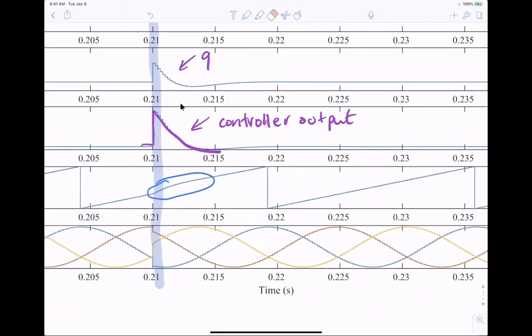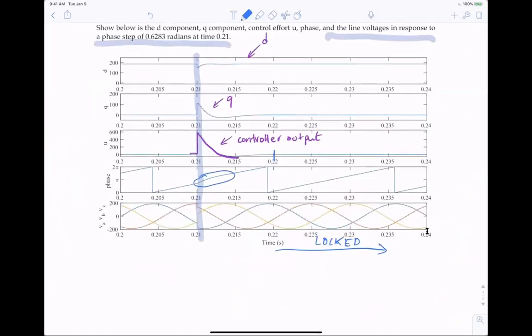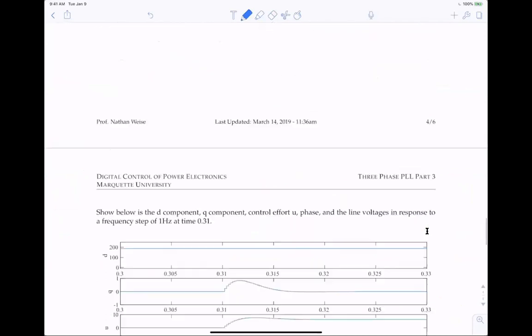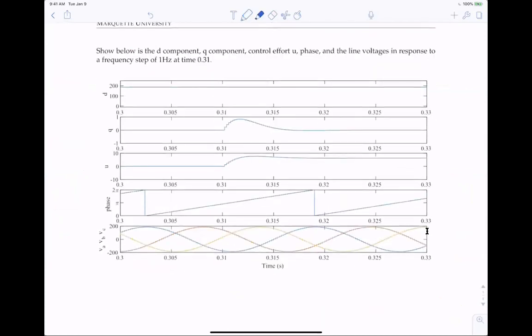So after about, let's call it 1 millisecond, right about here, we're pretty much locked again. So from here on over, which is nice. So big transient, we locked pretty well, even in the face of a transient like that. So now let's look at another one.